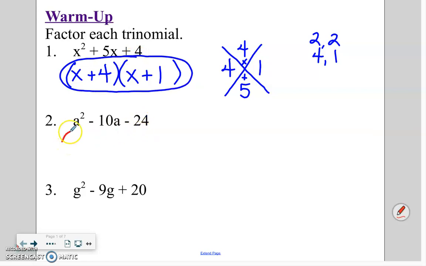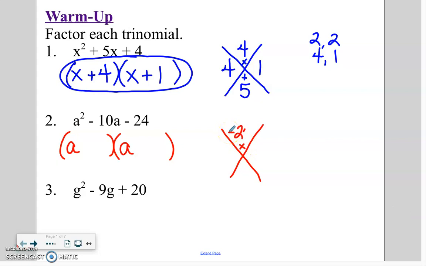So this would be your answer. Okay, same thing again, except we have a times a. And we are looking at what times what equals negative 24 that adds up to negative 10. Okay, so what times what equals 24 would be a good place to start. Maybe like 2 times 12, or 3 times 8, or 4 times 6. Okay, so since 2 and 12 is my first thing on my list, I'm going to go with that.